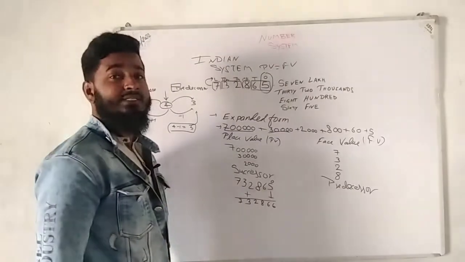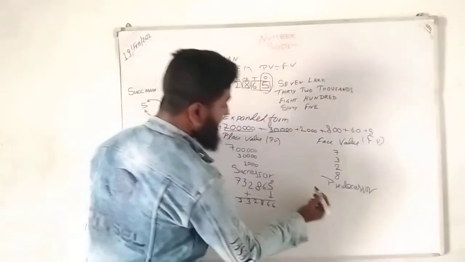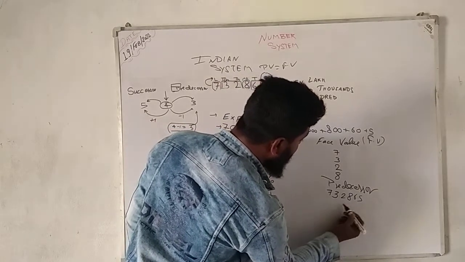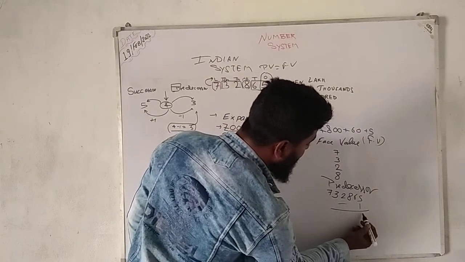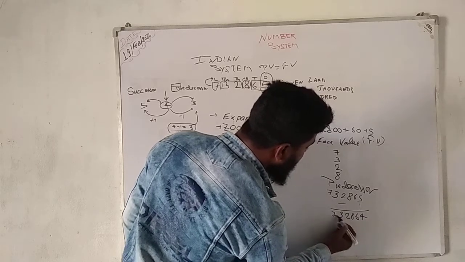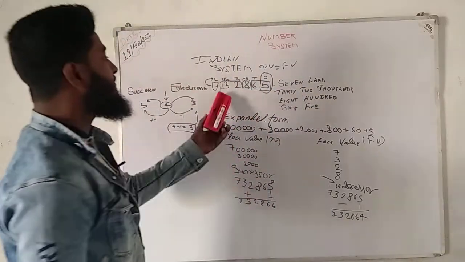Now what is the predecessor? Predecessor is, write the number again, 732865. Now subtract 1. 5 minus 1 is 4, so 732864. This is the predecessor of this number.